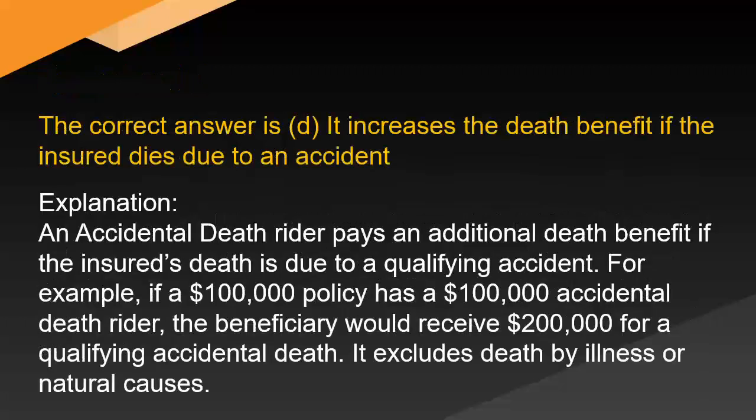The correct answer is D. It increases the death benefit if the insured dies due to an accident. Explanation. An accidental death rider pays an additional death benefit if the insured's death is due to a qualifying accident. For example, if a $100,000 policy has a $100,000 accidental death rider, the beneficiary would receive $200,000 for a qualifying accidental death. It excludes death by illness or natural causes.